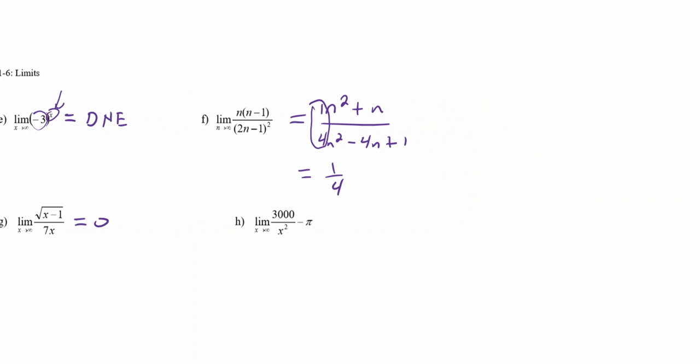Now the last one here, it'll actually be the same answer either way. If I put brackets around the whole thing and say that this was the limit as x approaches infinity of the whole thing, or if I had it written like this, it'll end up being the same number. Let's see why. The limit of the whole thing would be the same as the limit as x approaches infinity of 3,000 over x squared, minus the limit as x approaches infinity of pi, just pi.